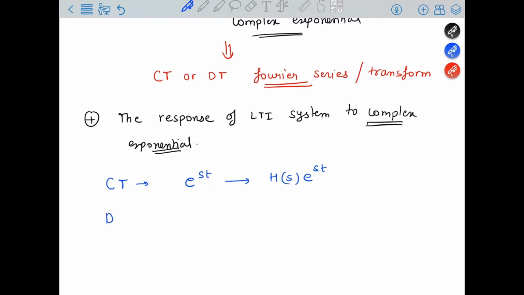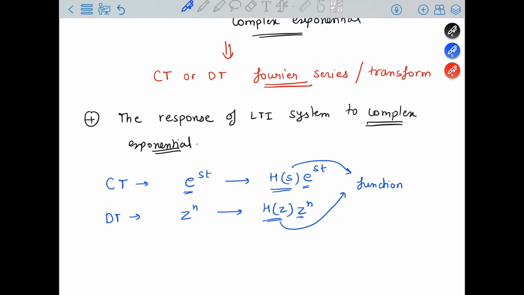And for discrete time, if we use the complex exponential z raised to the power n as input, the output we get is H of z times z raised to the power n. So we are getting the same input back, only with a variation in amplitude, and these are functions of the complex variable s or z. So H of s and H of z are functions of the complex variable s or z.